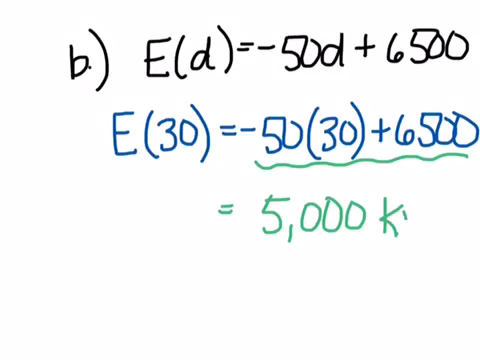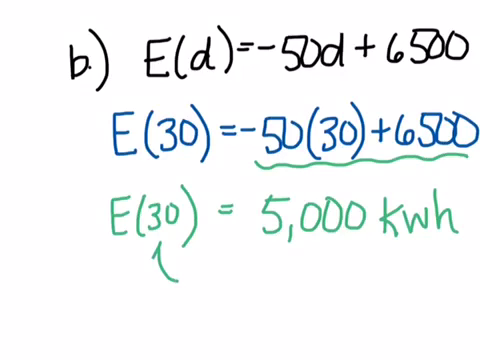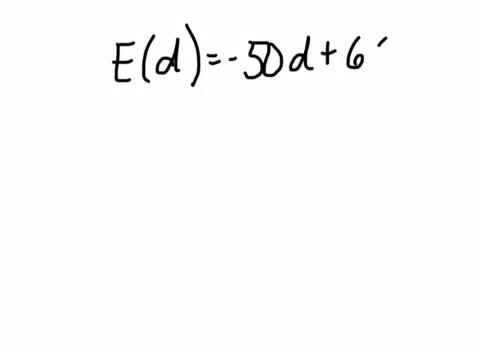And our units here are kilowatt hours. And you can just copy that from the problem there. So if you want to continue with the function notation, E of 30 equals 5,000. So after 30 days, we have 5,000 kilowatt hours left. For part C, let's go ahead and add a slide. Again, I'm going to keep copying this equation because we're going to keep using it. All right, so there's our equation.